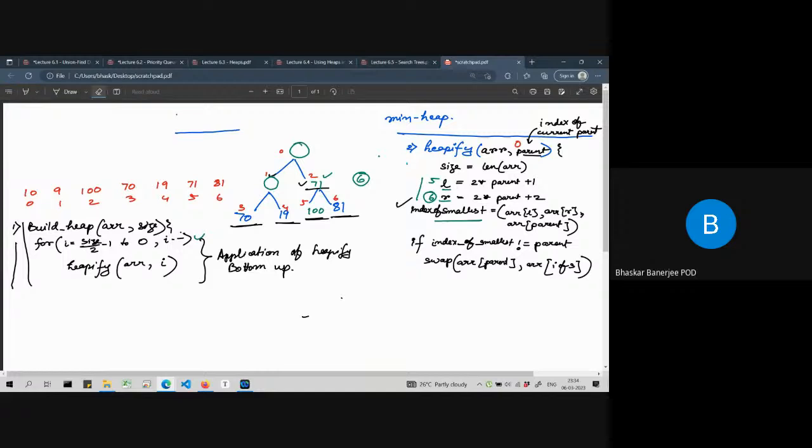Okay, so 71 and 7, right? Let us consider this 9. Let us consider this 10. Well, then also it would not happen. So what situation are we looking for?